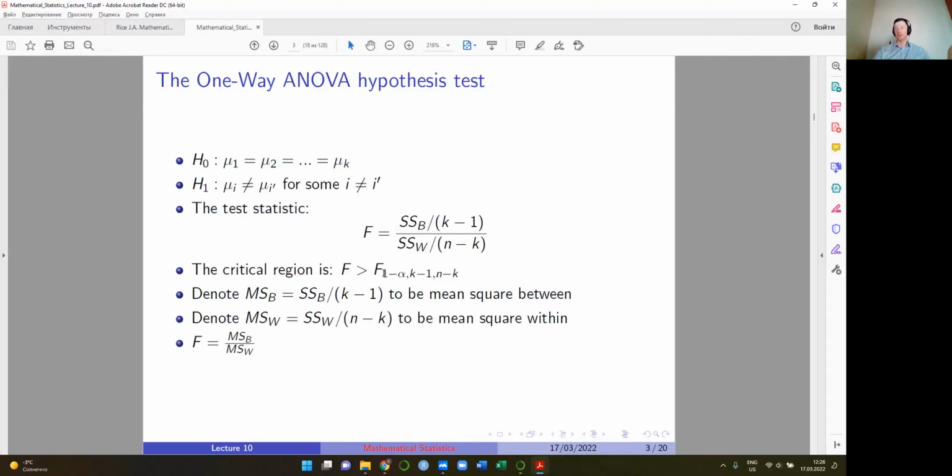And the other way how we can calculate this F statistic is to rewrite the numerator as mean squared between and the denominator as mean square within. So when you divide the sum of squares by the degrees of freedom, you have something which is called mean square.